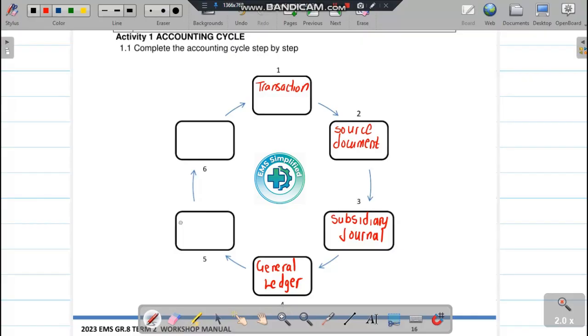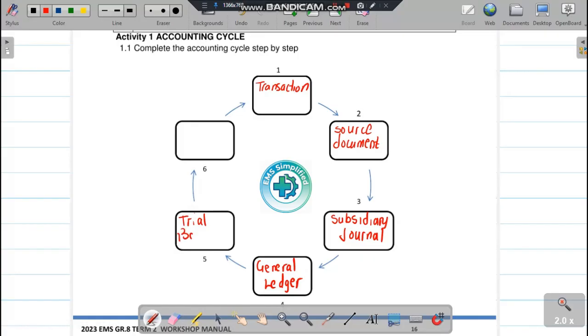Then from the general ledger, we are going to take the balances of the general ledger accounts and the totals of the nominal accounts. Totals of the nominal accounts include incomes and expenses, and balances are extracted from the balance sheet accounts. Balance sheet accounts include assets, liabilities, drawings, and capital. So we are going to prepare the trial balance.